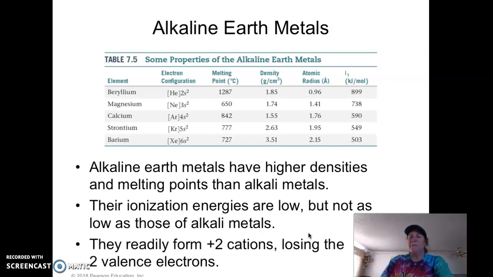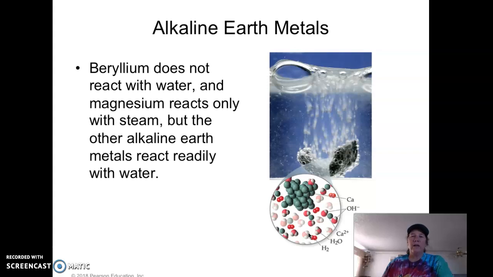And again, they become cations with a +2 charge. They have to lose 2 valence electrons in order to be stable, okay? The alkali earth metals, beryllium doesn't react with water, but the rest of them do. Magnesium, it has to be really hot, and the rest of the guys. So you get more variety.